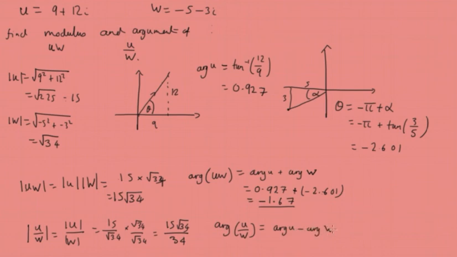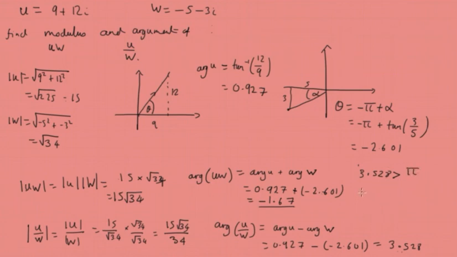Anyway, so the argument of u over w is going to be the argument of u minus the argument of w. So argument of u is 0.927 minus minus 2.601, which comes out at 3.528. However, pay attention, 3.528 is greater than pi.